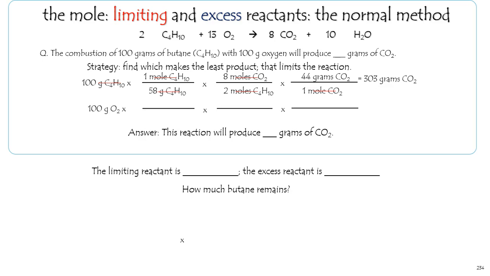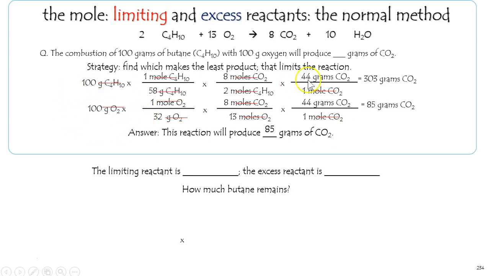Let's do the same setup. 100 grams of oxygen, well, 32 grams is a mole, but every mole of oxygen makes fewer moles of carbon dioxide. In fact, 13 only gives you 8. Carbon dioxide still weighs 44 grams, as it always does. And this shows us that we will run out of oxygen after making only 85 grams of carbon dioxide. That is our answer.